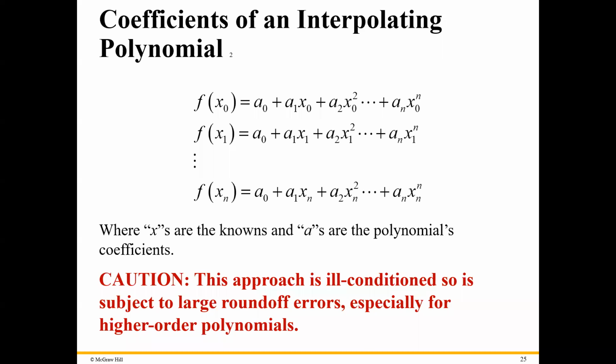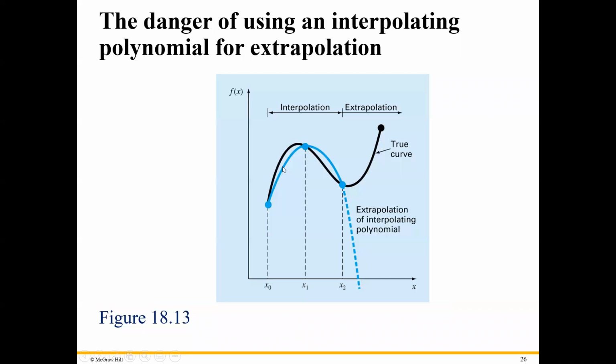Due to this reason, we use another type of interpolation, which is called spline interpolation. Also, what is the danger of using an interpolating polynomial for extrapolation? In addition to interpolation, there is a process called extrapolation. Extrapolation is the estimation of values outside of the range of the given values.